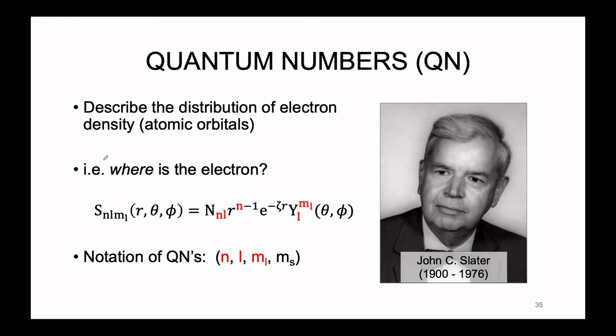The labels that we use to describe these different orbitals are known as quantum numbers. The basic definition, again, a reiteration of what I just said, slightly different words, can be found here.